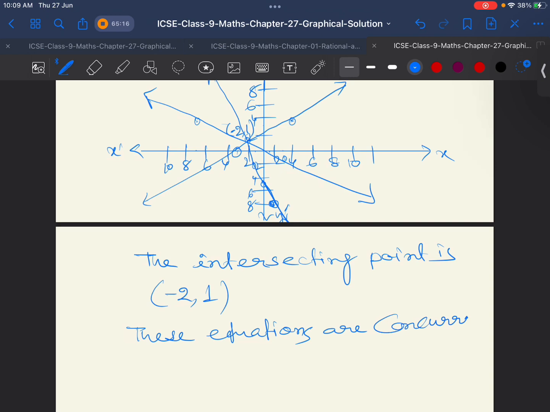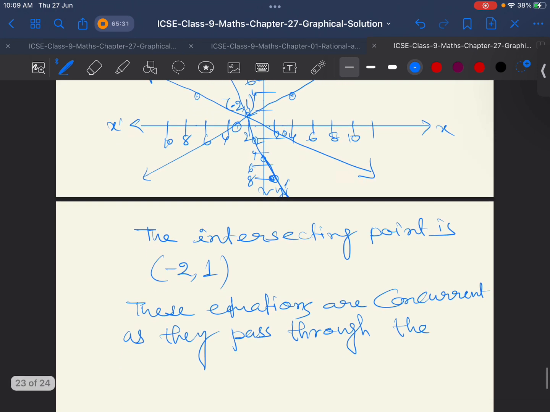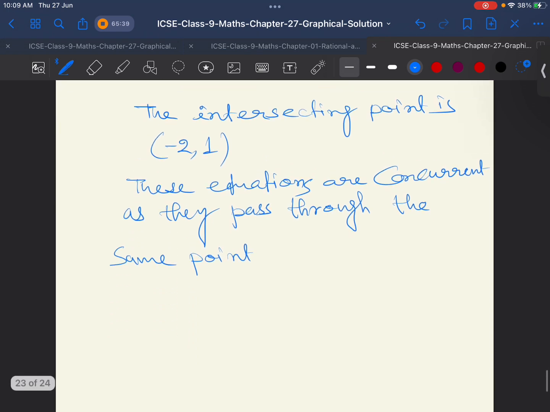Equations are concurrent as they pass through the same point. Okay, same point, and this point is minus 2 1.